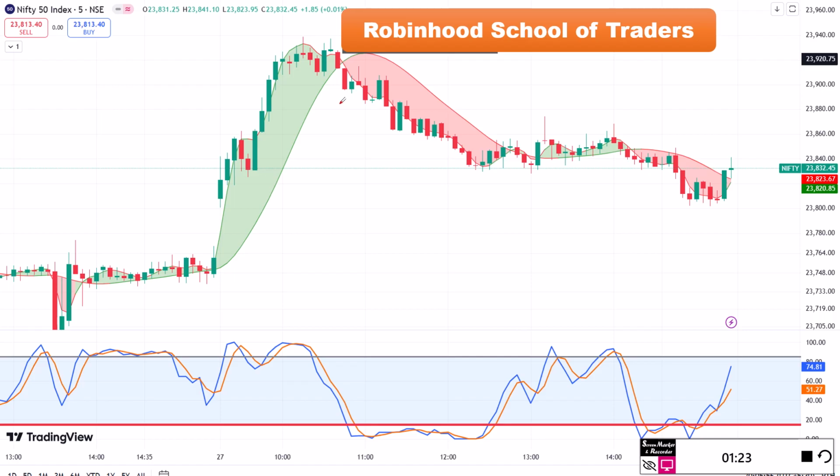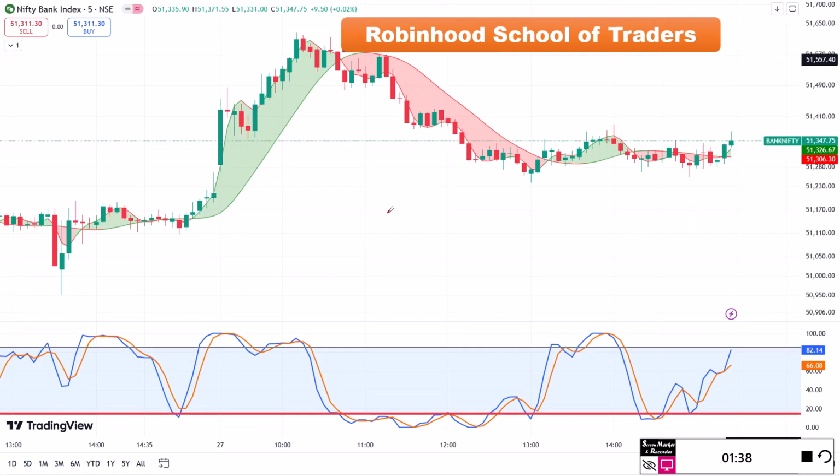While using this indicator, we cannot go with a single isolated indicator like the T3 ribbon. We have to pair it with stochastic RSI. Let's see how it looks in other stocks. Now we take another one, an index. We take the same with Nifty 50.